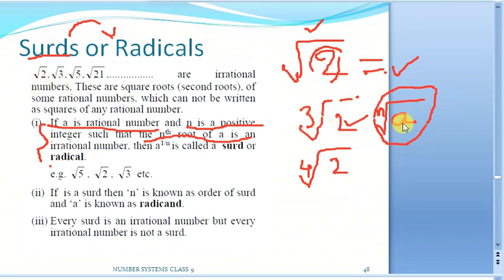Now just compare. Inside there are basically 3 conditions. First, the inside number should be a rational number. Second, outside, whatever you are writing, this n has to be a positive integer. And overall, after you write this, the entire thing should become irrational. So we have to check 3 conditions to tell whether the given number is a surd or not. Let us apply this process to this particular number to decide whether it is a surd or not.